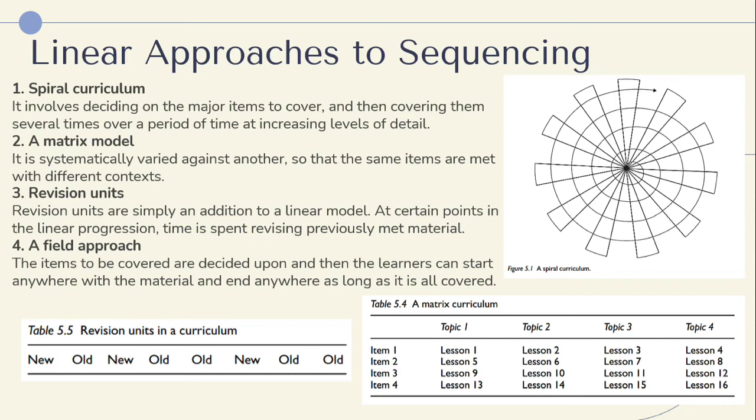And the last one, in the field approach, the items to be covered are decided upon, and the learners can start anywhere with the material and end anywhere as long as it is all covered. So if this approach is taken for vocabulary in a speaking course, then a large number of activities will be designed so that they use the wanted vocabulary as part of the written input for the activity. So a rough check can be made to see, for example, that each wanted vocabulary item occurs in the written input for at least 5 activities.